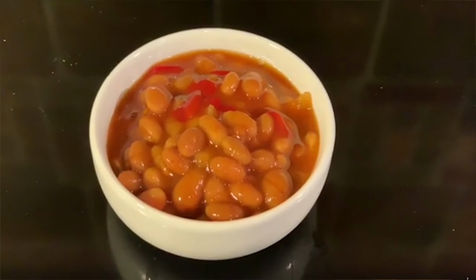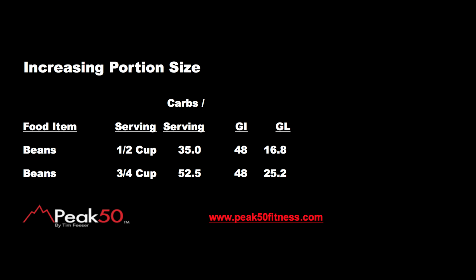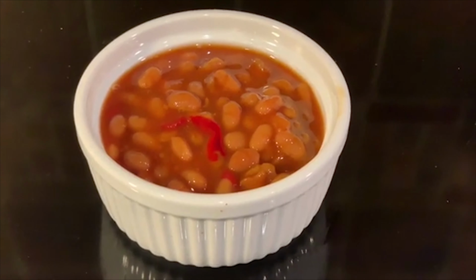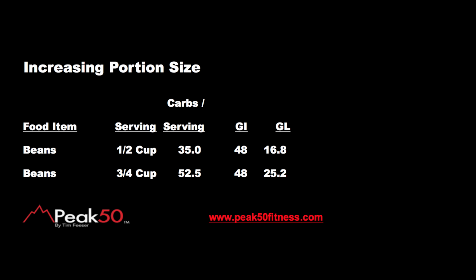Now let's look at a portion sensitivity analysis for beans. Oh, I love to say that. For a half-cup serving of beans, we're okay, staying in the medium GL range. However, if we increase the portion size to 3/4 cup, the GL pops into the high-end range of 25. This demonstrates that portion size is not only important for calorie counting, but also for measuring your carb intake and the relative effect on your blood sugar.